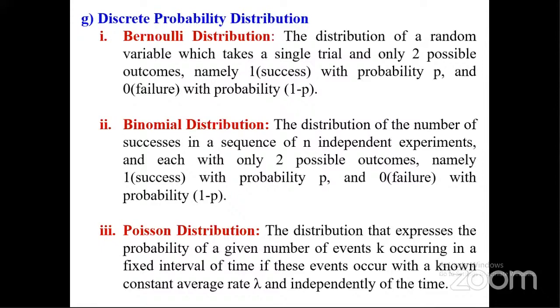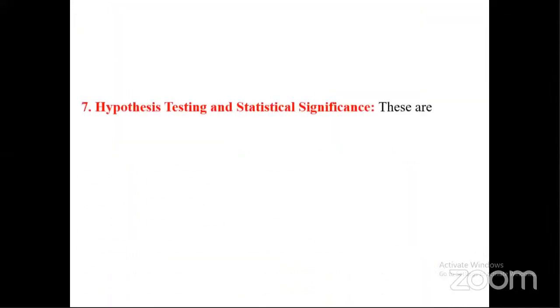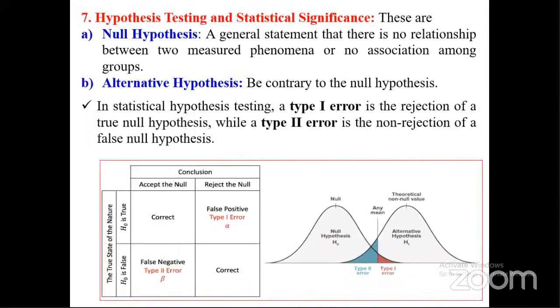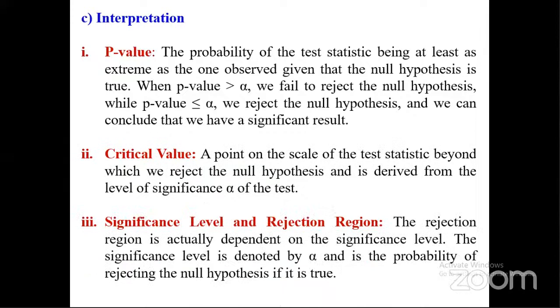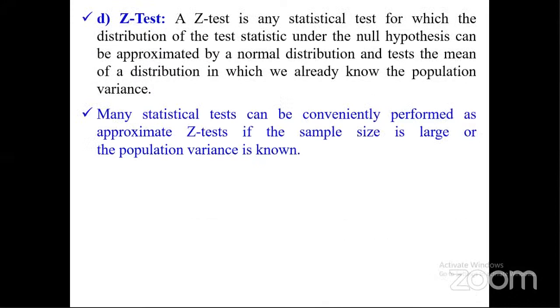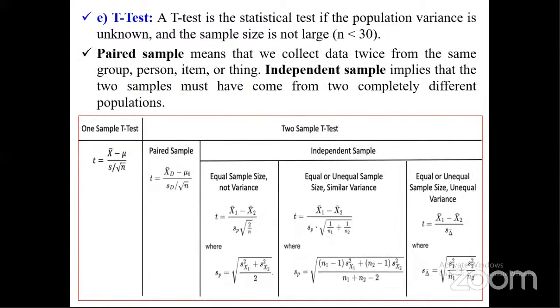In order to increase the prediction levels of the application, these are the formulas. And why are we doing testing? In order to eliminate the bugs in the runtime duration, those are called exceptions. In order to solve exceptions, we are using hypothesis testing, like null hypothesis, alternative hypothesis, etc. For interpretation purposes, we are using p-value, critical value, significance levels, and rejection region. Z test, I think everybody knows why we are using Z test, whether it is a one sample Z test or a two proportion Z test. Okay, and T test also we are using in statistical tests.